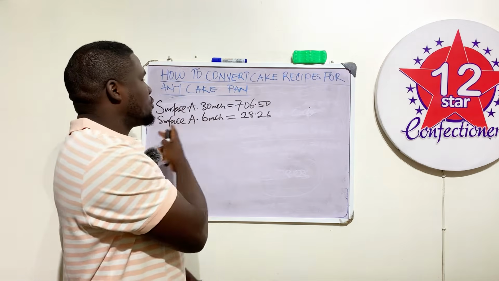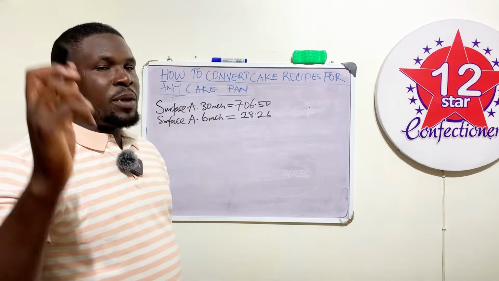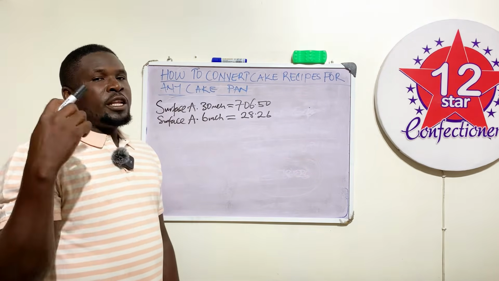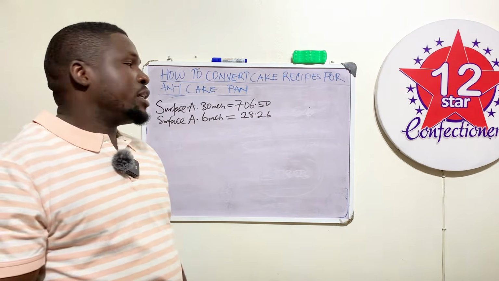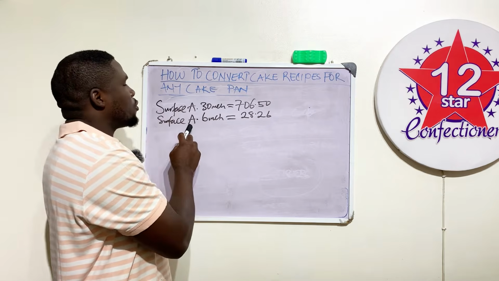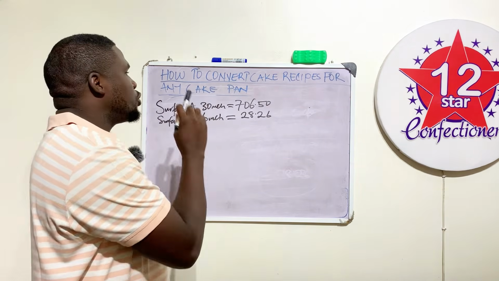So you guys know we've gotten here. I told you that the determinant factor for you to get your 30 inches cake pan, am I audible enough? Let me increase my voice. The formula for you to get your 30 inches cake pan is from the surface area of your 30 inches cake pan and the surface area of your 6 inches cake pan.